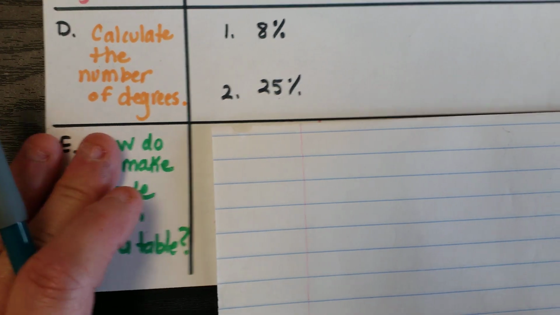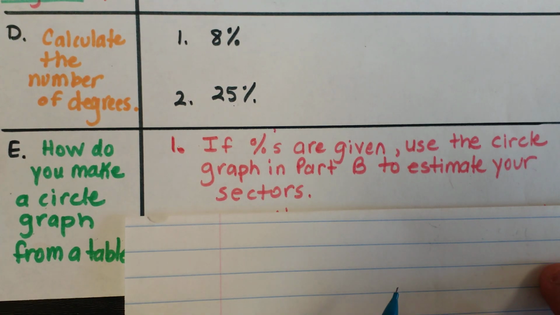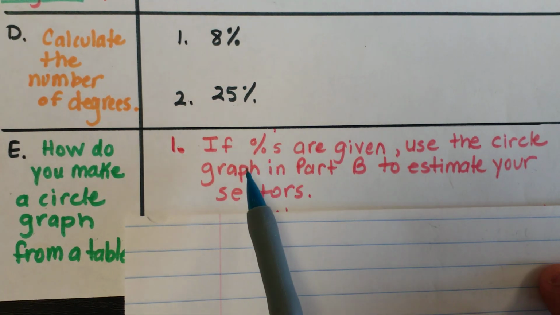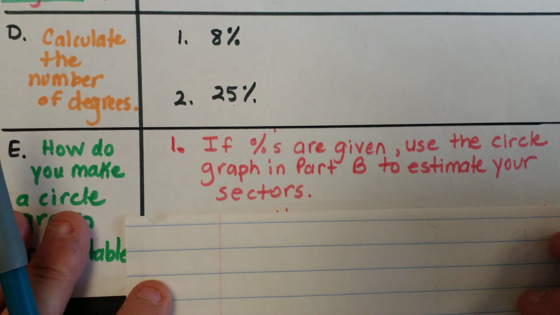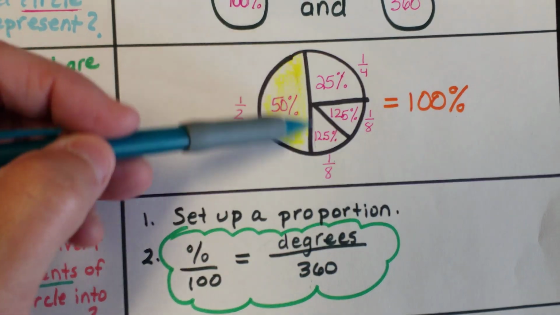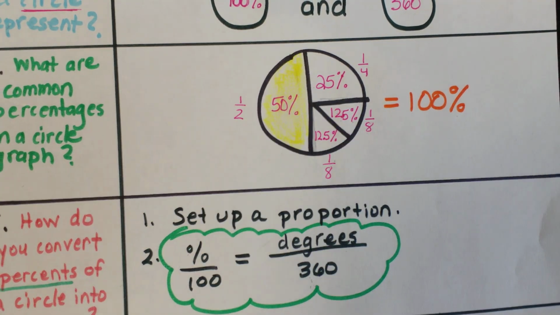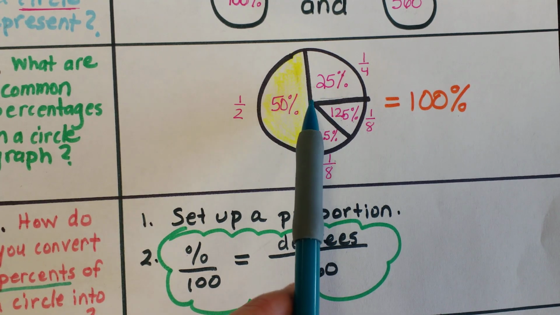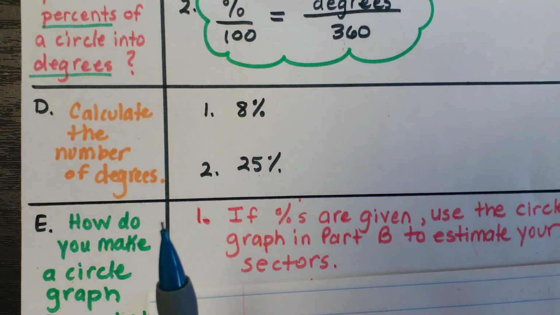To create a circle graph from a table, step 1, if percents are given, it's going to be fairly simple. Use the circle graph in part B to estimate your sectors. If they already give you your percents, you're going to be able to start drawing those sectors. When I say use the circle graph in part B to estimate your sectors, well, if it's 50%, it's going to be half of a circle. If it's 25%, it's going to be a quarter of the circle. And anything close to these, you're just going to estimate how big that sector is. And when we do our first few examples and notes, it's going to make more sense.